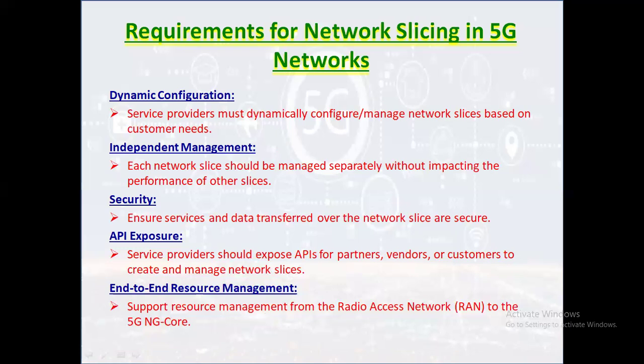Next, end-to-end resource management. Effective network slicing requires end-to-end resource management that encompasses the entire architecture from the RAN, that is radio access network, to the 5G core. This comprehensive approach ensures that resources are optimally allocated and managed throughout the network, enhancing overall performance and efficiency. So this is about the requirements for network slicing in 5G networks: dynamic configuration, independent management, security, API exposure, and end-to-end resource management.